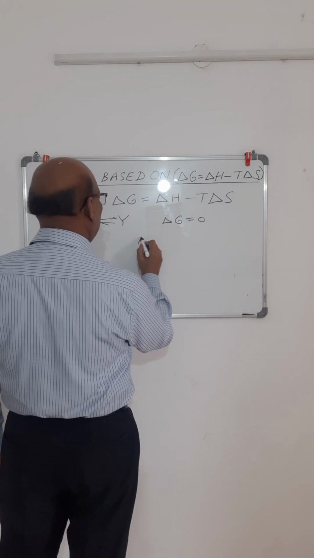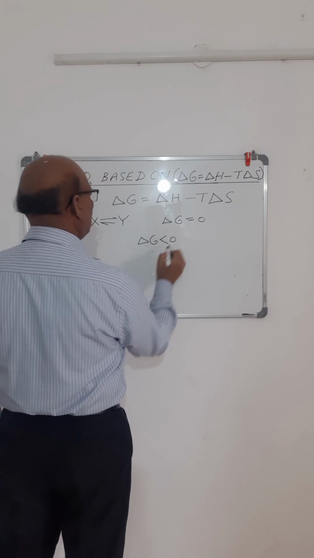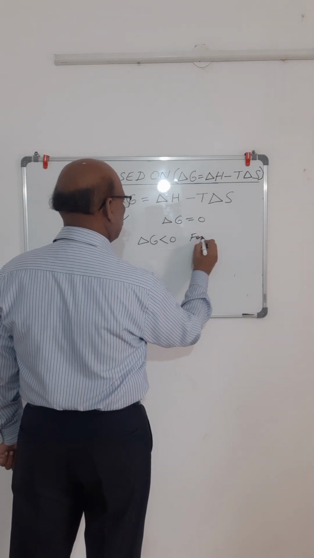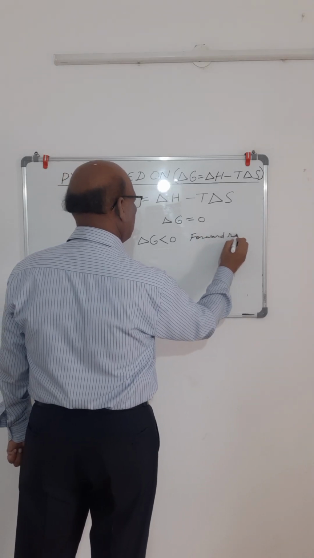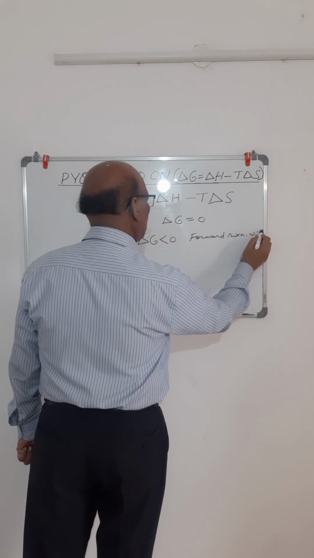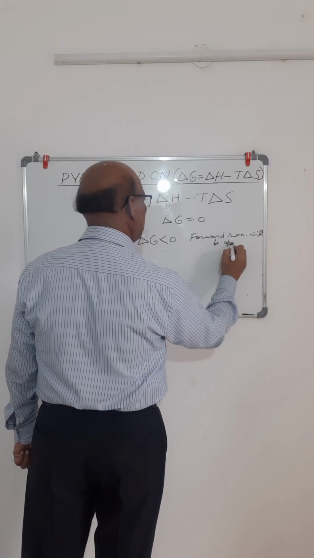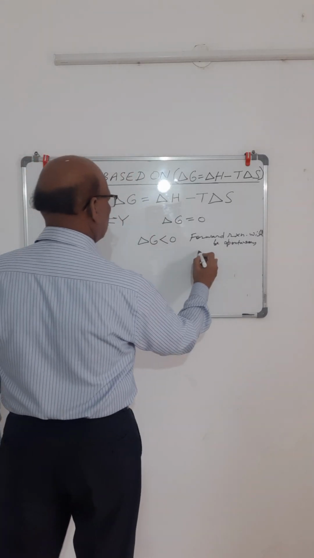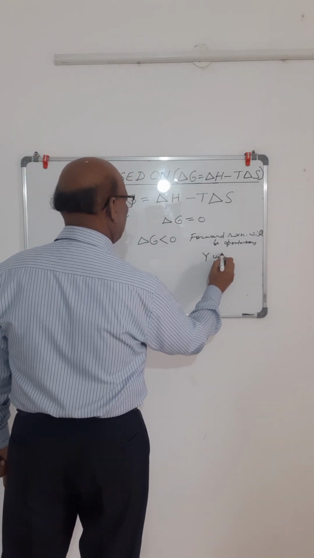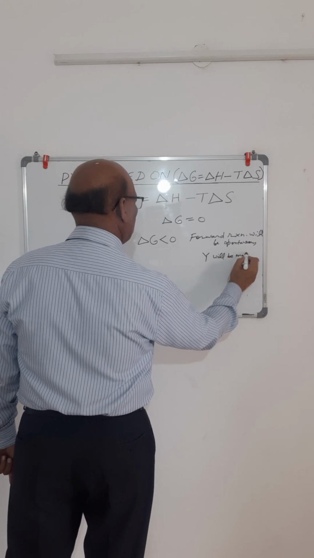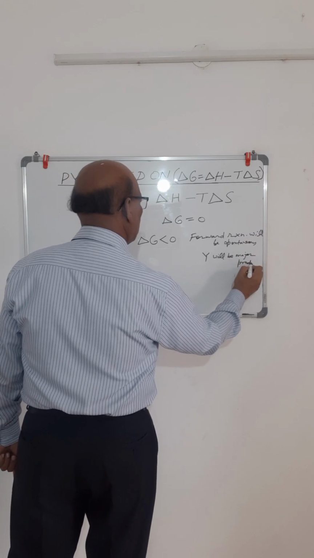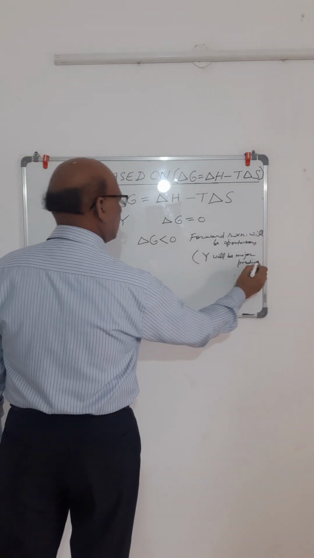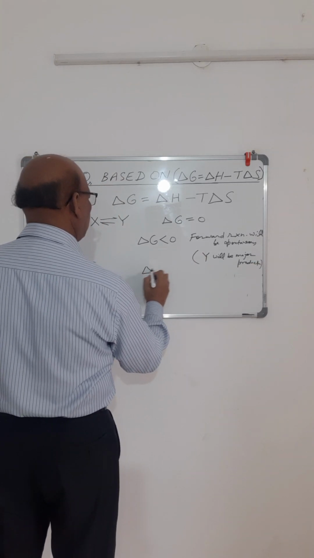Now what happens when delta G is less than 0? In this case, the forward reaction will be spontaneous. Forward reaction will be favored, and Y will be the major product, because forward reaction is favored when delta G is less than 0.